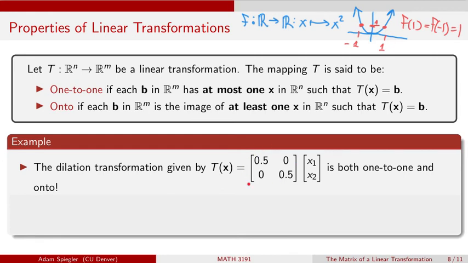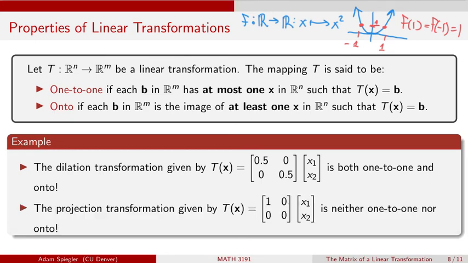And it's going to come down to looking at properties of the matrix representation of that transformation. So here, this is what's really nice about matrices and linear transformations. Any linear transformation we can write as a matrix, and then we can look at properties of that matrix and how they correspond to properties of the linear transformation. But a dilation transformation is both one-to-one and onto.